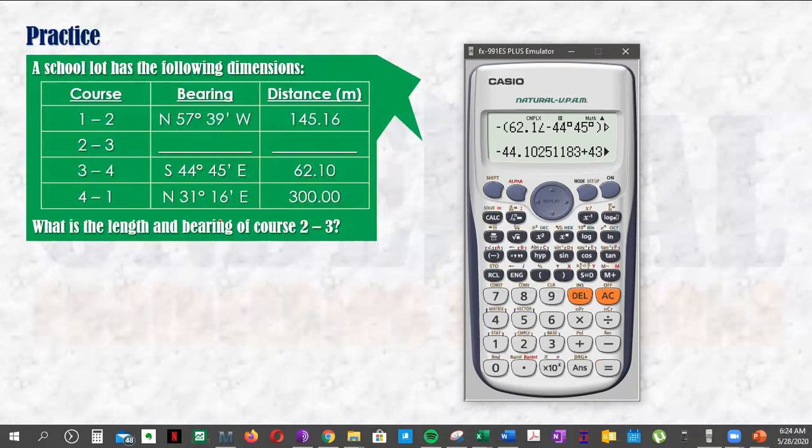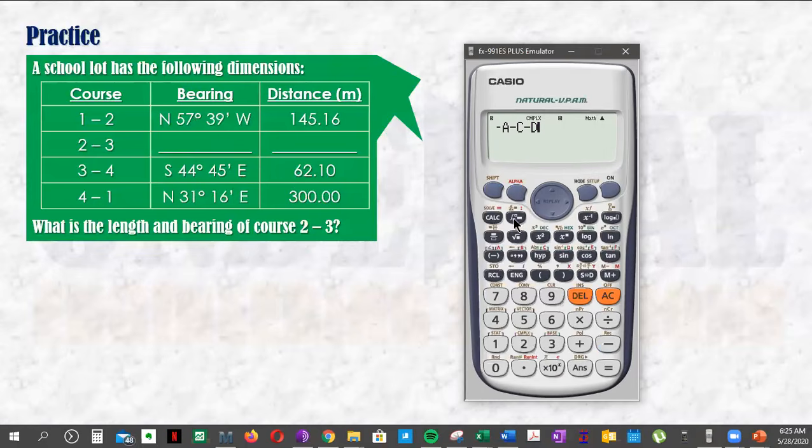And lastly, ito, northeast lang yan. So simply, 300 angle, 31 degrees and 16 minutes. So I'm gonna store that to D. Okay? And again, the principle, if A, B, C, D, then their sum must be 0. So if I'm gonna solve for B, it must be negative of A minus C minus D.